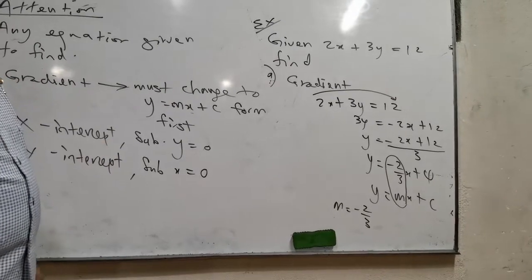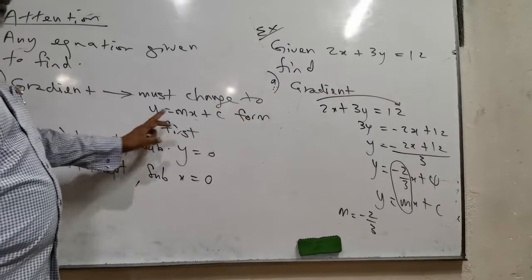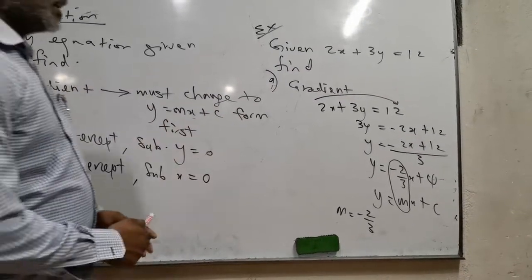Almost always they will ask you this. So you must convert to y equals mx plus c, and from there we know the gradient is negative 2 over 3.